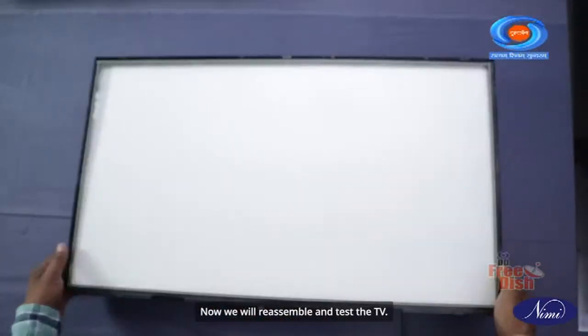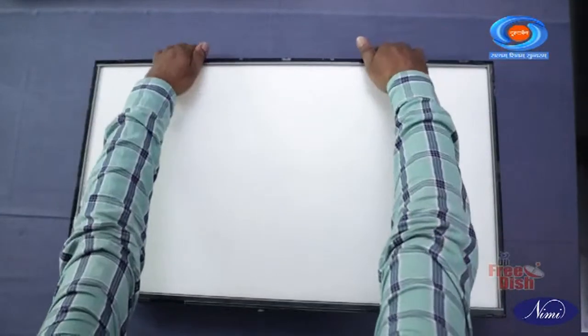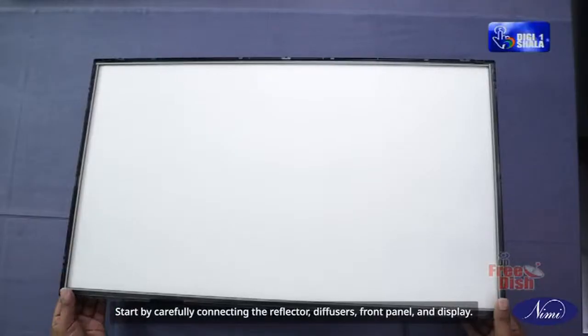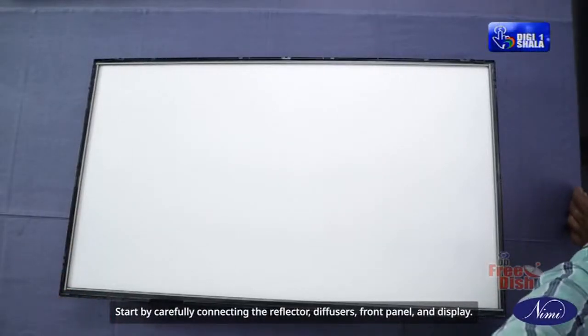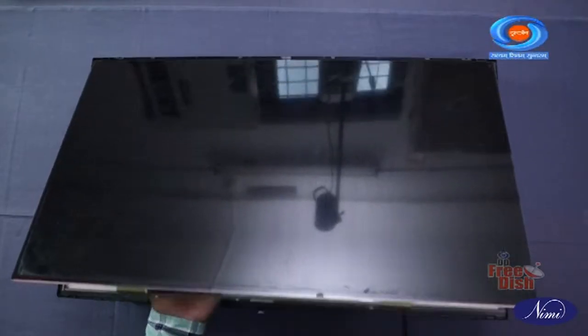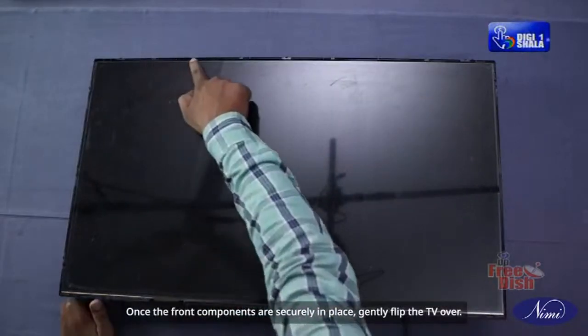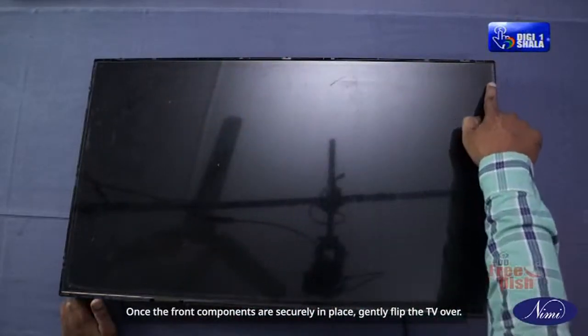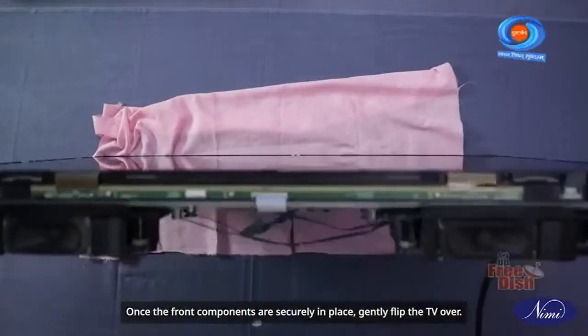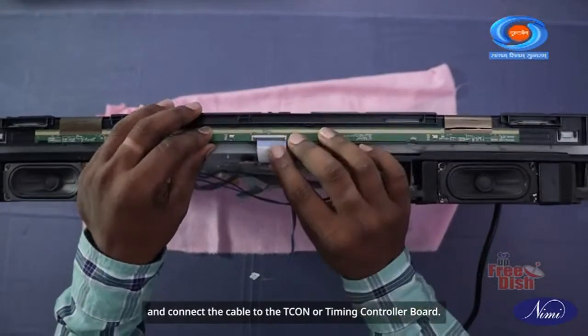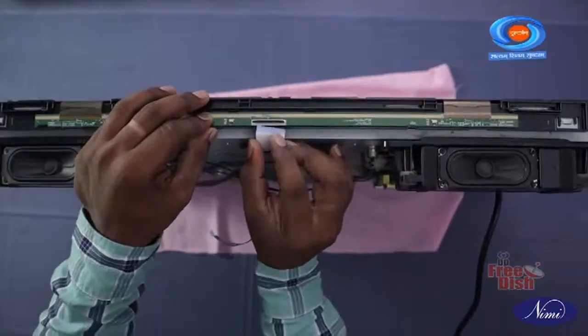Now we will reassemble and test the TV. Start by carefully connecting the reflector, diffusers, front panel and display. Once the front components are securely in place, gently flip the TV over and connect the cable to the T-con or timing controller board.